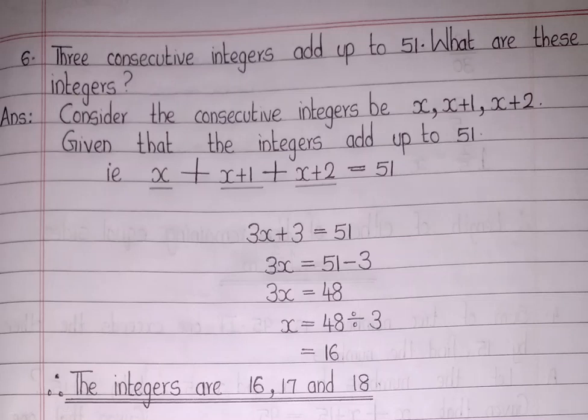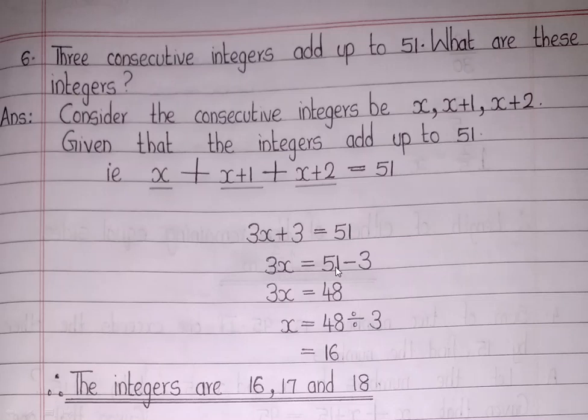Given that the 3 integers add up to 51, that is x plus x plus 1 plus x plus 2. This is the first integer, second integer, and this is the third integer. When you add, you are getting the answer as 51. Here how many x are there? x plus x plus x, that is 3x. What are the constants here? Plus 1 plus 2, that is 3. So the equation you get here is 3x plus 3 equal to 51.